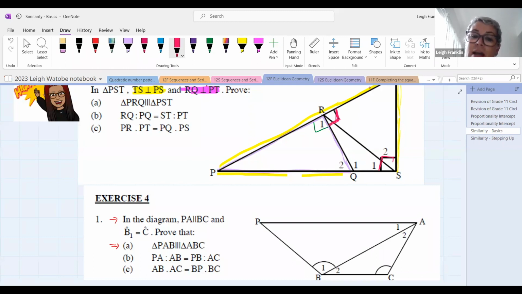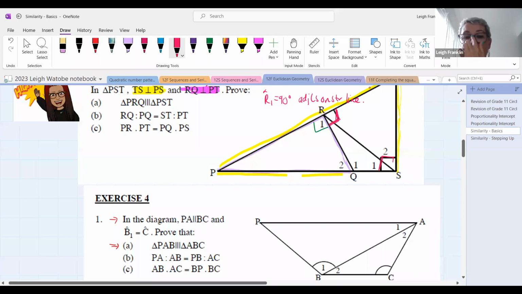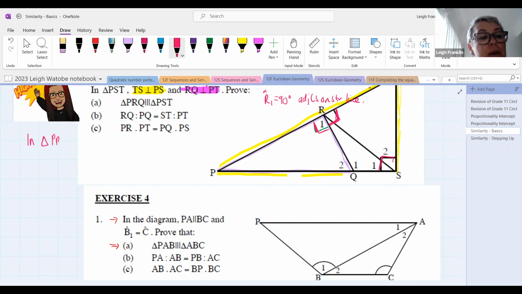But because adjacent angles on a straight line add up to 180, it means that R1 is equal to 90 as well. Okay, so R1 is equal to 90 because of adjacent angles on a straight line. So that can be a starting point for us. We know that R1 and S are going to be the same size. So when we set it out, we say in triangle PRQ and triangle PST.